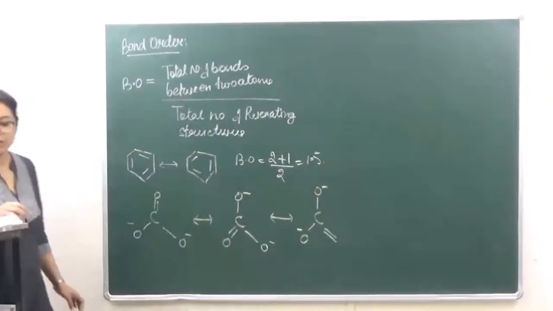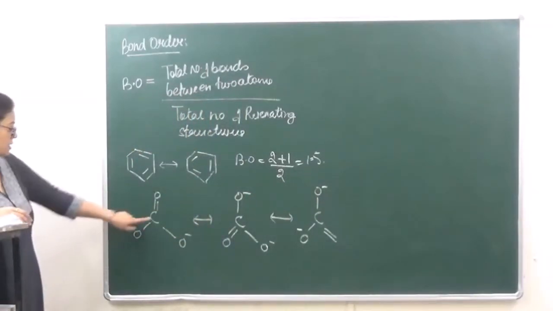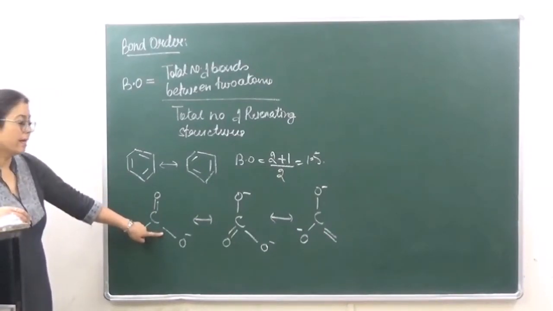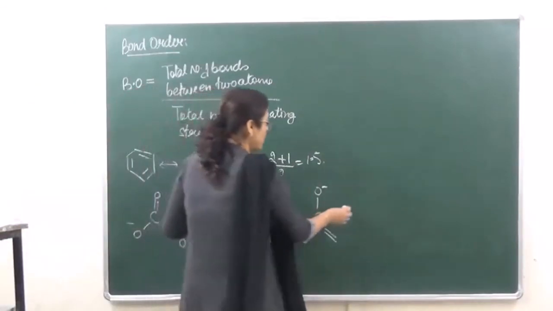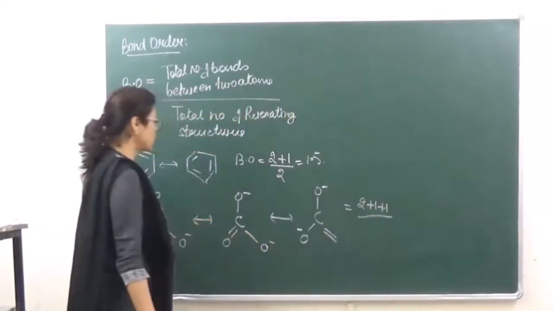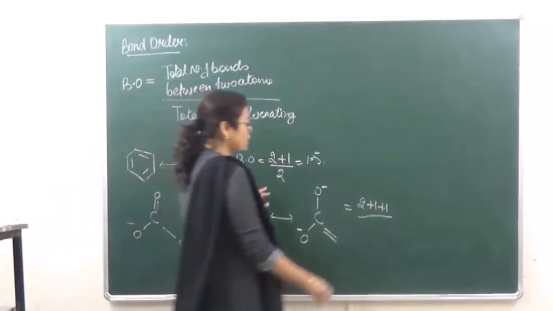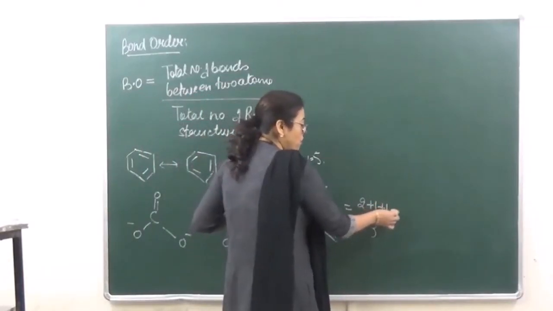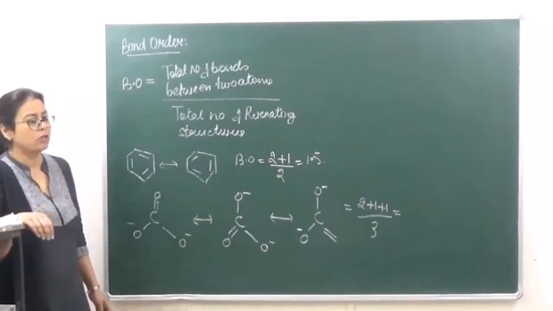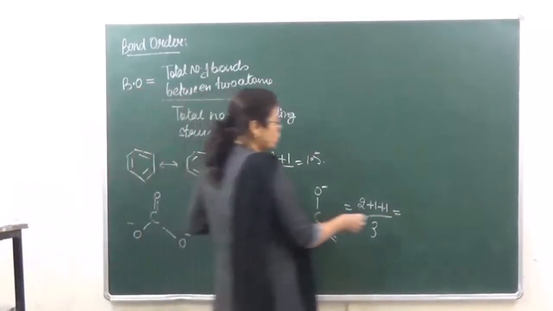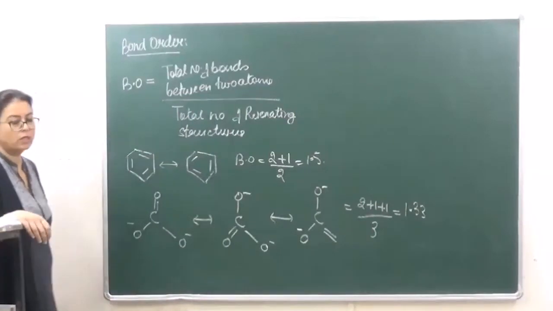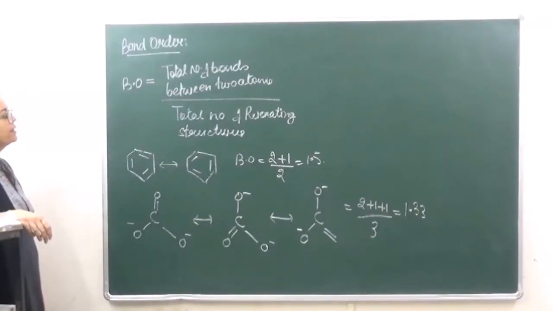ठीक है? So we are calculating the bonds over here. How many bonds does carbon have? 2 + 1 + 1. ठीक है? So the total number of bonds will be equal to 2 + 1 + 1 divided by how many resonating structures are there? 3. ठीक है, so there are 3 resonating structures. 2 + 1 + 1 is 4, and 4 when divided by 3 will come to 1.33. ठीक है, so the bond order of this is equal to 1.33. ठीक है, so this is how we calculate the bond order.